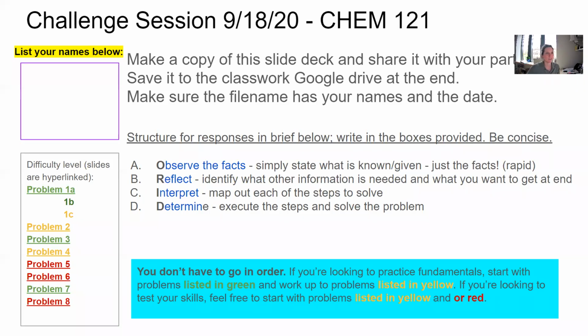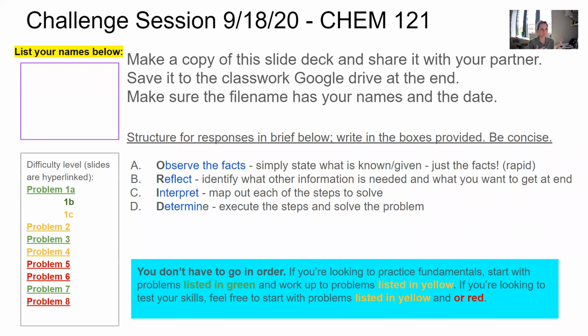This is an example slide that they had, one of our first ones when I was still using Google Slides instead of Google Docs. I asked them to put their names here, and then you would save it in the Google Classwork Drive. And here I explain the structure for the responses. I want them to first together observe the facts. So what do we know?